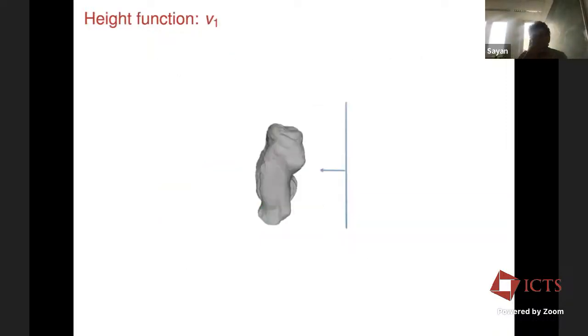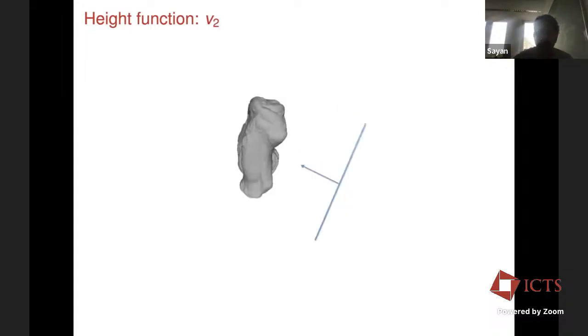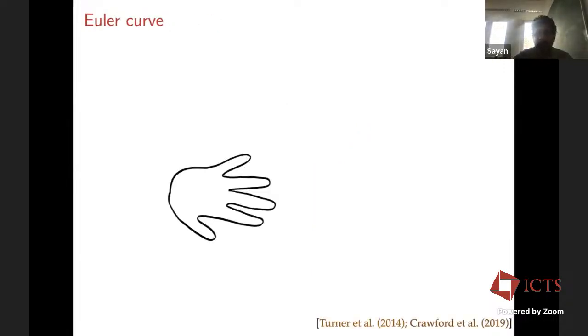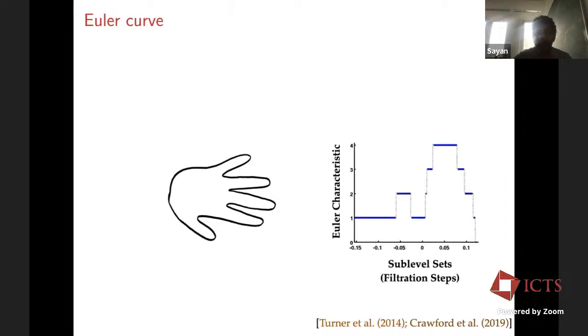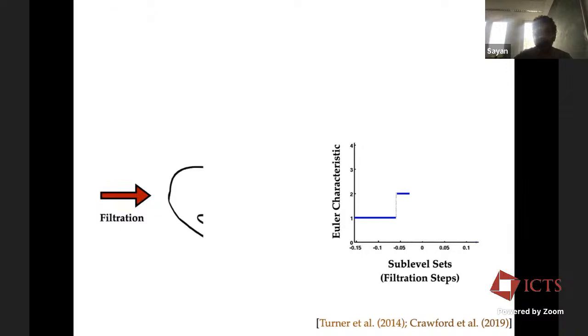So what we're going to do is take an example. This is a heel bone, and we're going to take a direction and ask how the Euler characteristic changes as I sweep through the shape. I'm going to do this from many directions. For a 2D example, here's a hand. This is what it looks like for the hand. You start filtering, and it changes, and it changes, and it changes.